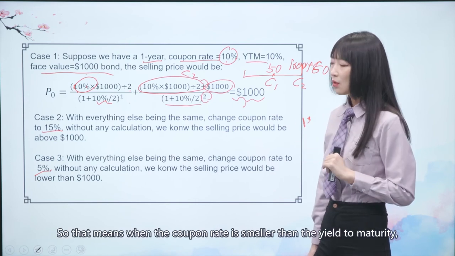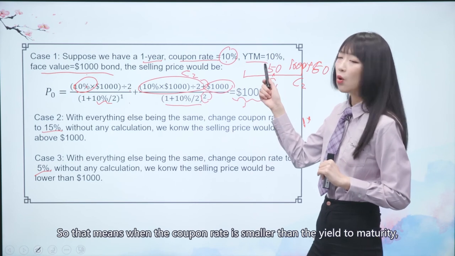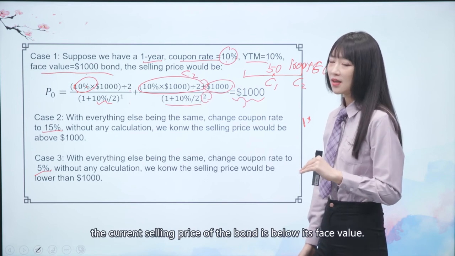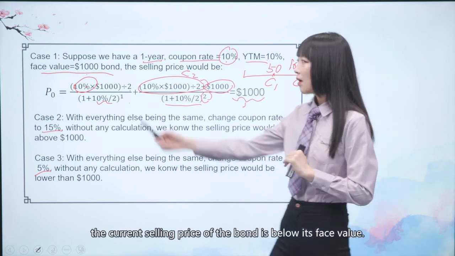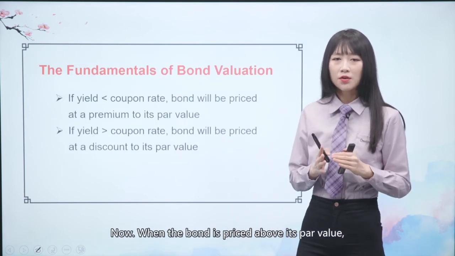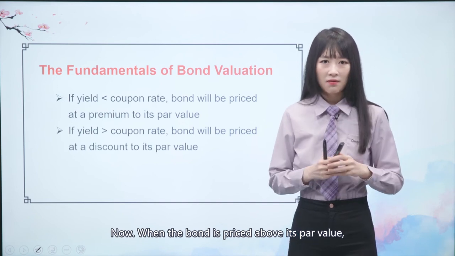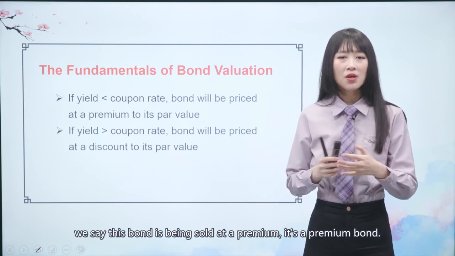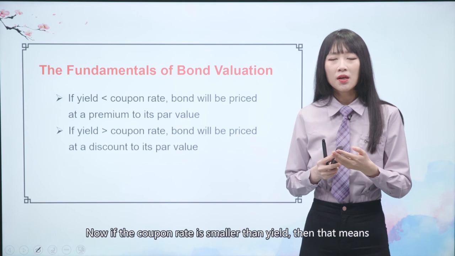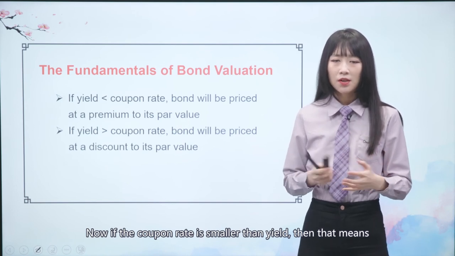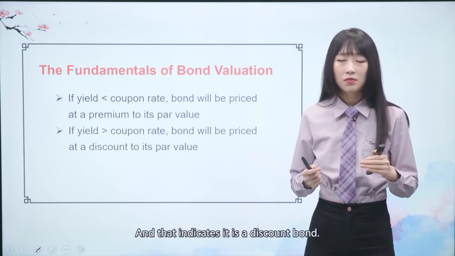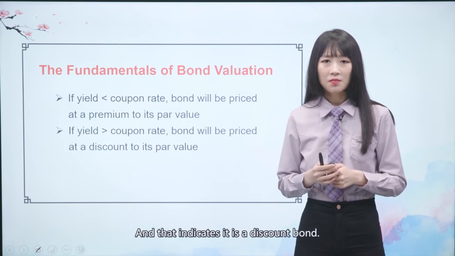So that means when the coupon rate is smaller than the yield to maturity, the current selling price of the bond is below its face value. Now, when the bond is priced above its par value, we say this bond is being sold at a premium. It's a premium bond. Now, if the coupon rate is smaller than the yield, then the bond will be sold below its par value, and that indicates it is a discount bond.